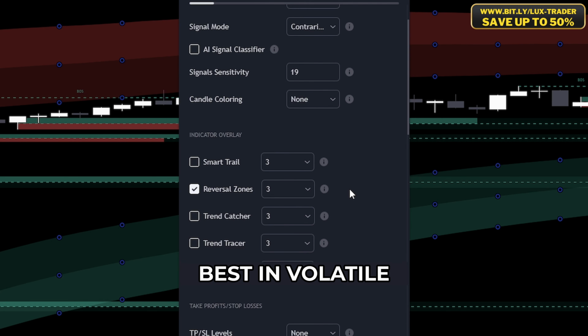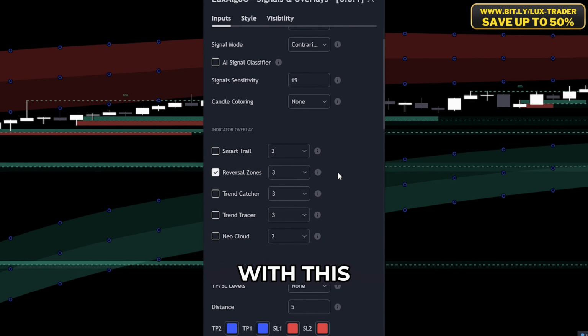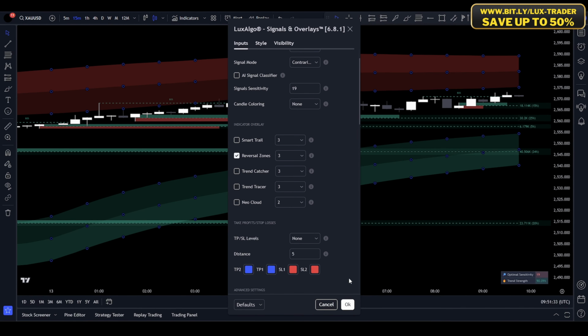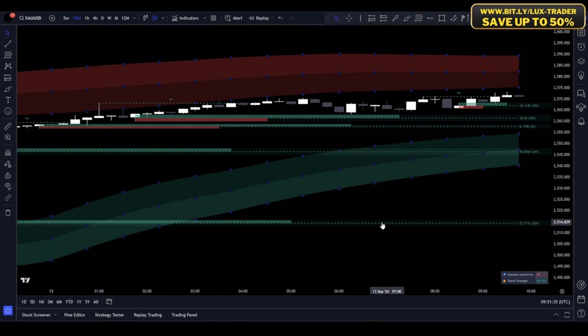The bands work best in volatile markets where price tends to bounce between support and resistance, and that's exactly what we're targeting with this strategy. Once you have the first indicator set up, it's time to move on to the second one.